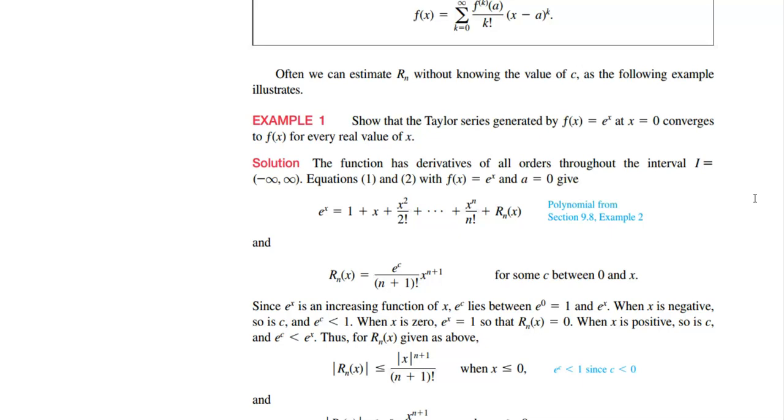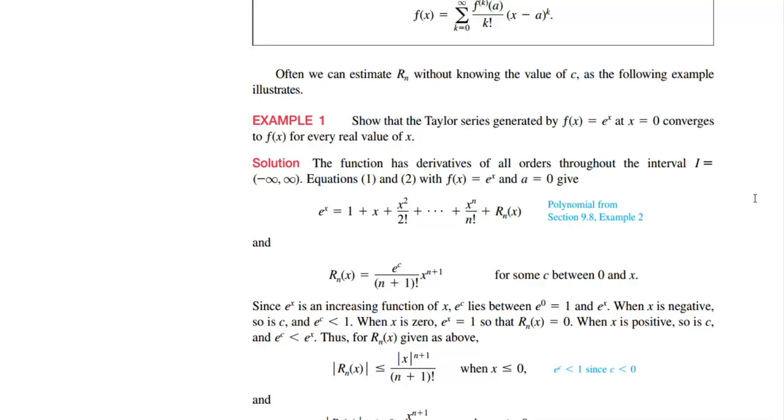And r sub n of x equals e to the c power over (n plus 1) factorial times x to the n plus 1, for some c between 0 and x. Since e to the x is an increasing function of x, e to the c power lies between e to the 0, which is 1, and e to the x.